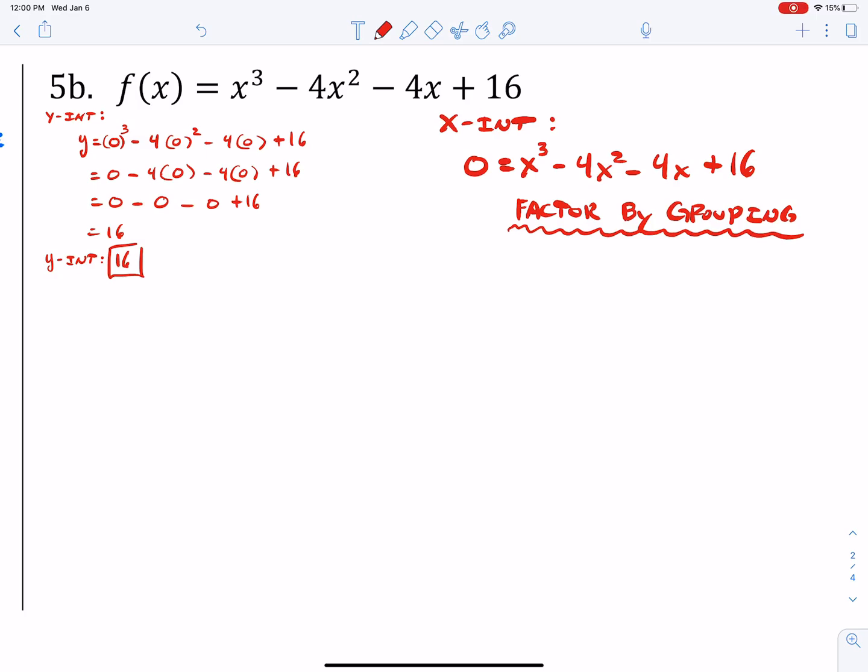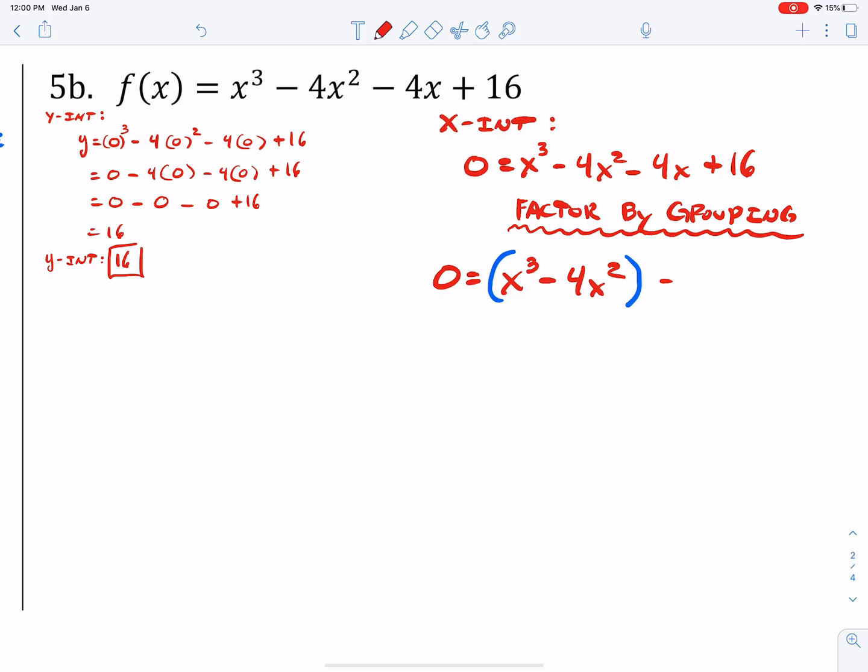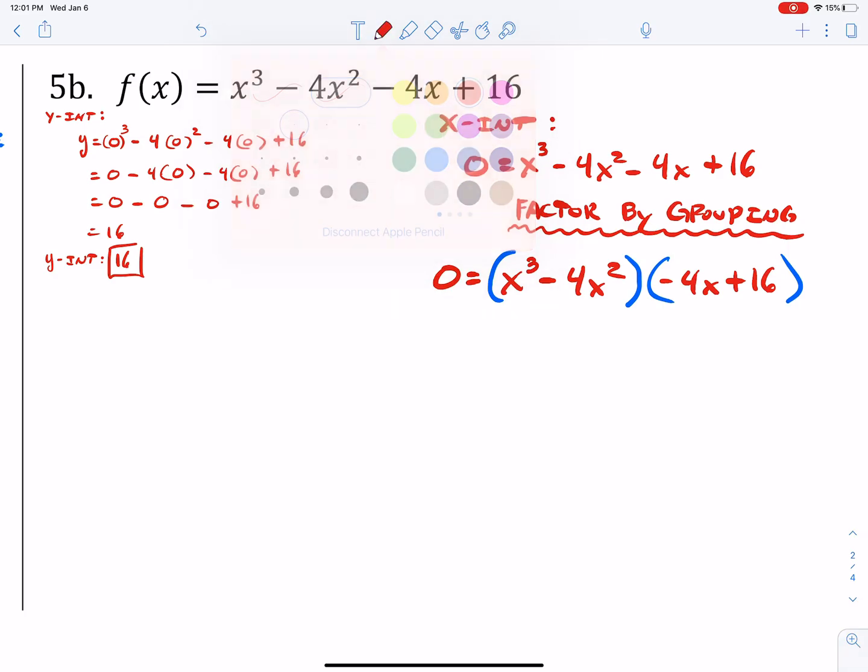What factor by grouping is, just to review it or help you recall it: 0 equals x to the third power minus 4x squared, and what we're going to do is group these. We're going to put parentheses around them. And then what we have is minus 4x plus 16, and then we're going to group those together. What this is going to allow us to do is pull out a greatest common factor from each grouping. And you'll see what I mean by that right now.